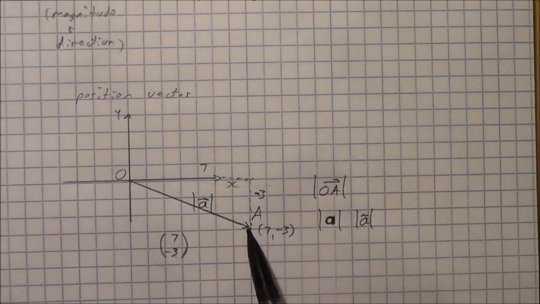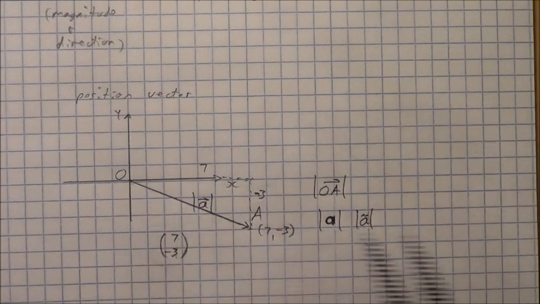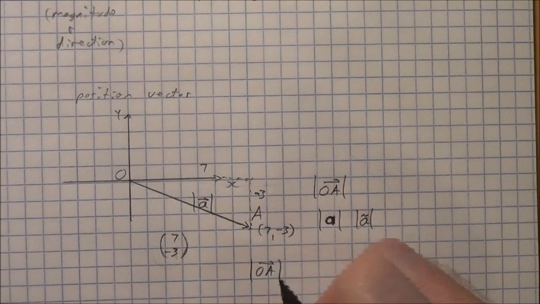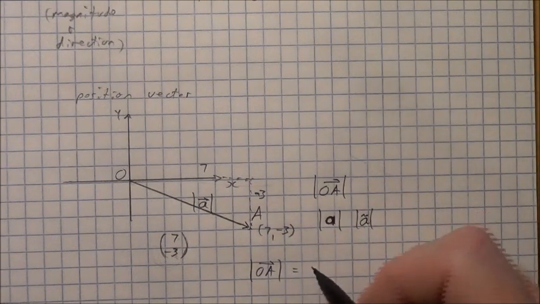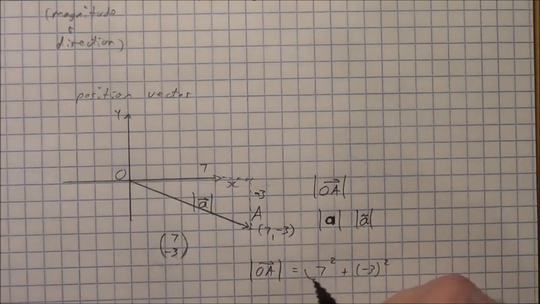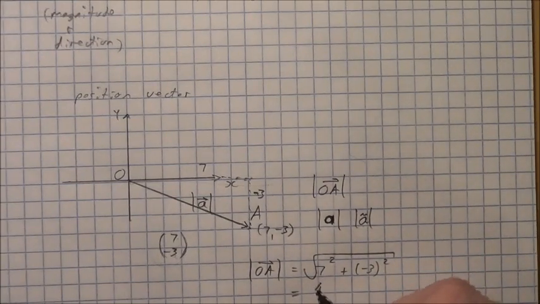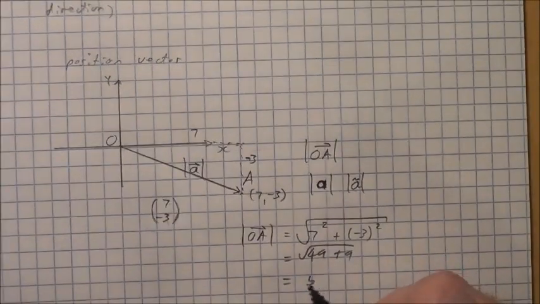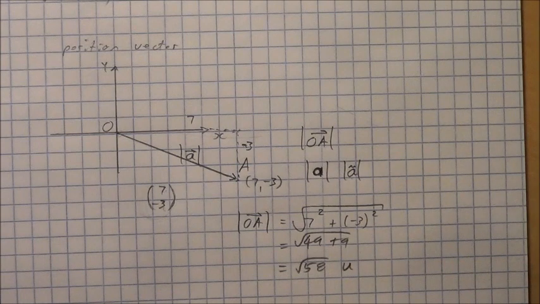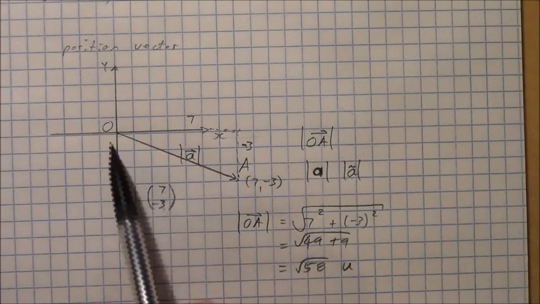And then the magnitude, well, because that's a right triangle, we would just use Pythagorean theorem. So magnitude OA would be 7 squared plus -3 squared, and the square root of that, which would then give us the square root of 58 units. So that would be the magnitude of this vector.